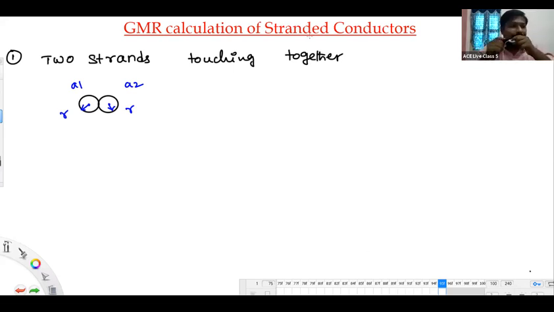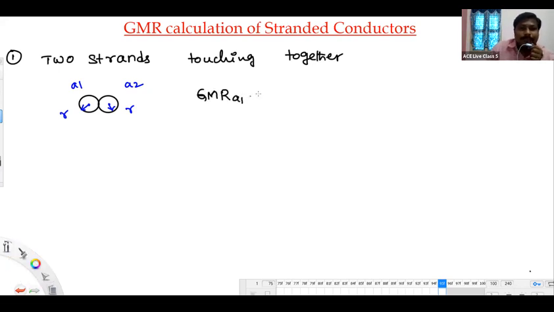So I have two strands, A1, A2. First we have to find the GMR of A1, then the GMR of A2. The geometric mean of these two will give the GMR of the stranded conductor. This calculation will be similar to the bundle conductor, but you don't have S. That S will come in terms of small r. Okay, let me write first.